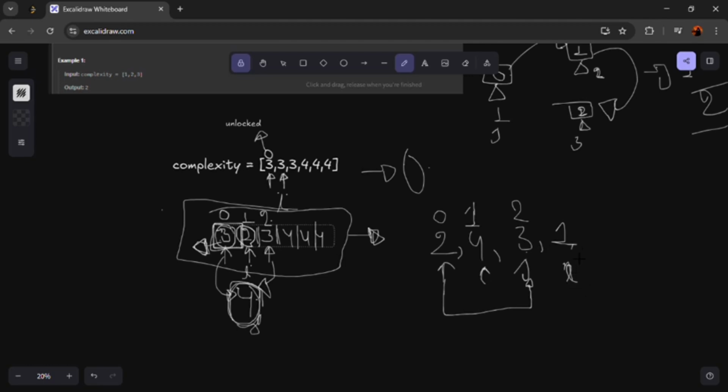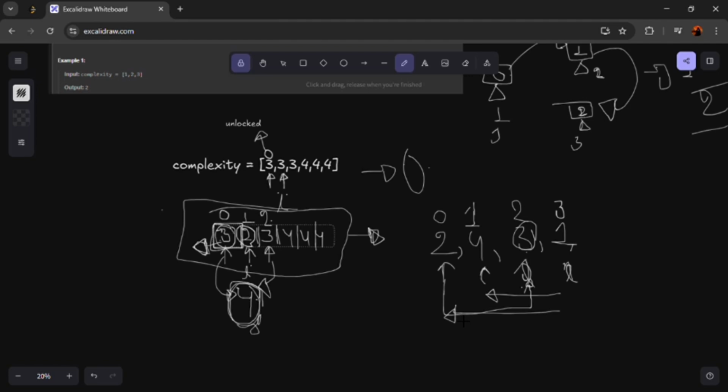Okay, now here this third computer, can it be unlocked by this second computer? No, it can't be unlocked because the complexity of the third computer is less than the complexity of the second computer. Okay, now we move further left. Now this first computer also has greater complexity than the third computer. Okay, now we check the zeroth computer. Zeroth computer also has more complexity than the third computer.